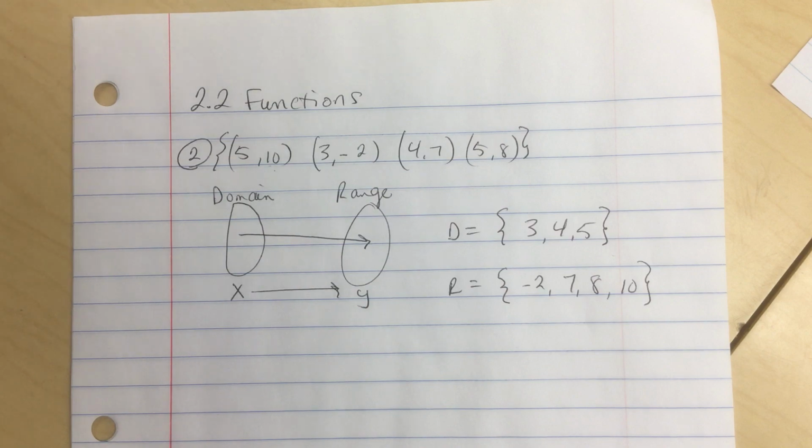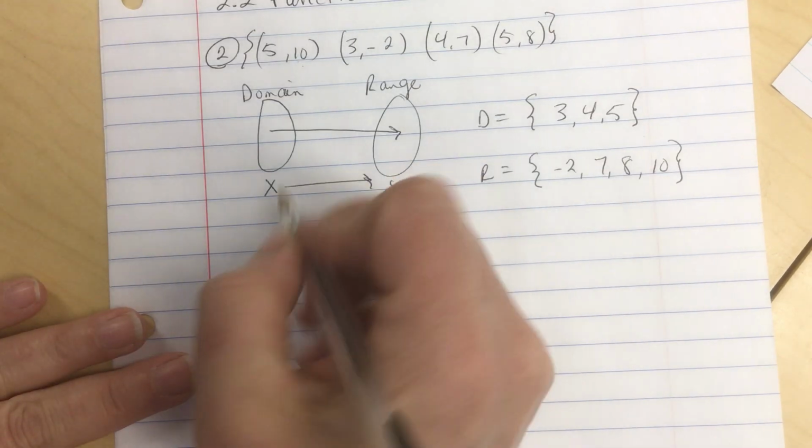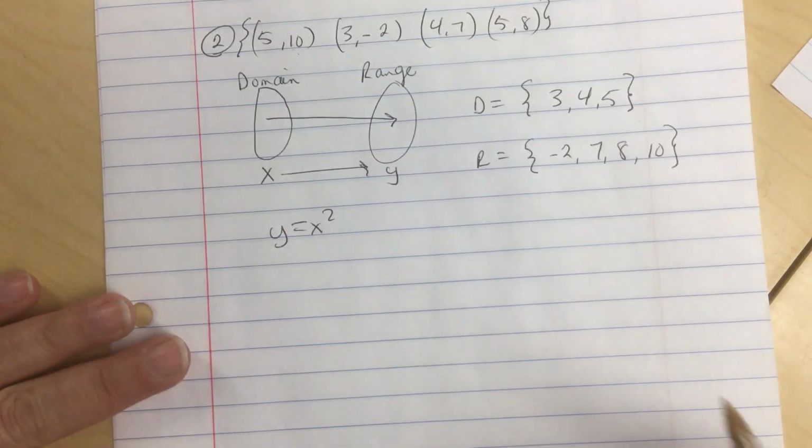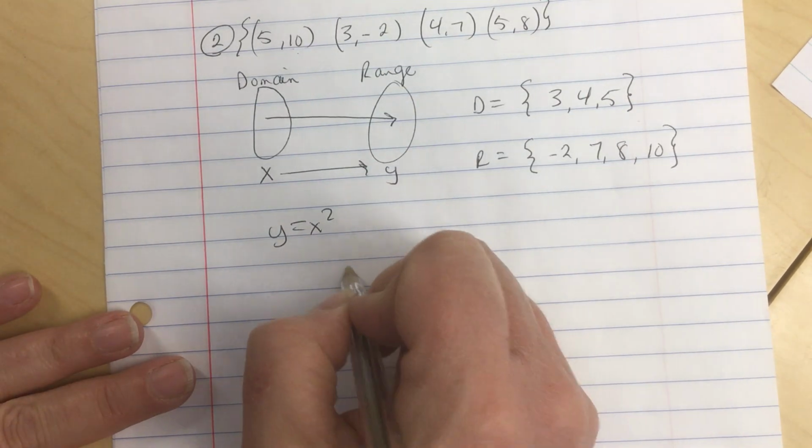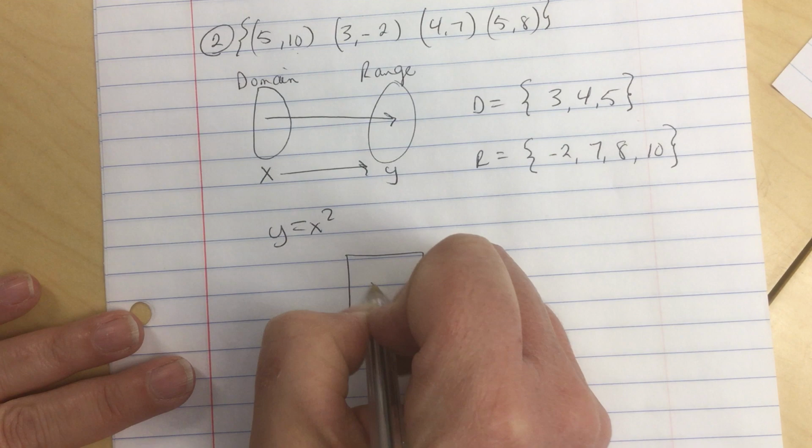Okay? Like y equals x squared. y equals x squared. So the function is like a box.